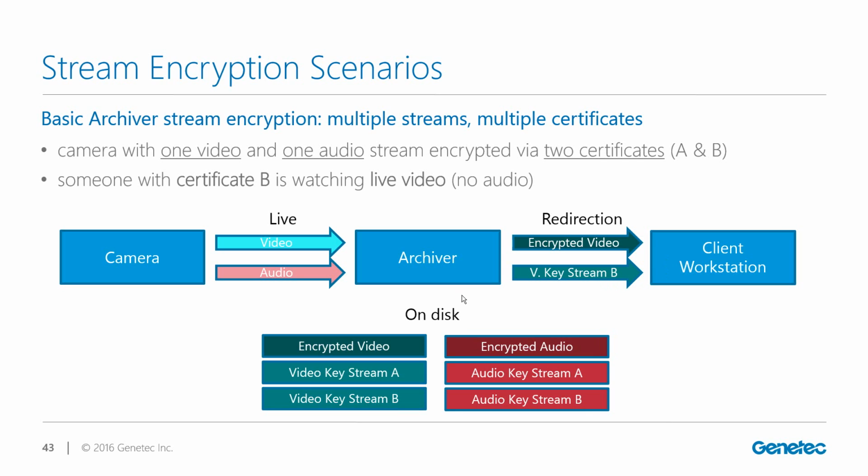Now on the actual storage device on the archiver, we can see here that since we're getting both a video stream and an audio stream, we've got the encrypted video stream that's being kept, that's symmetrically encrypted, and the symmetrically encrypted audio stream. And of course, since we have two certificates, we have the certificate A video key stream and certificate B video key stream. And the same thing for the audio, so it's got a different stream for certificate A and certificate B.